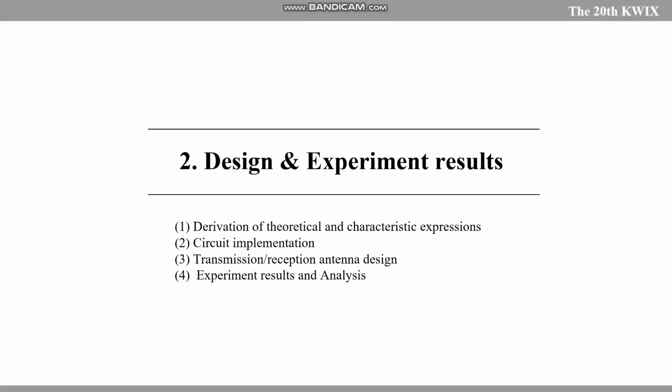Next, I will tell you about the design and the result of the experiment. First, I will show you the theory and the test experience. In order to measure the distance using the signals received from the S-band FMCW system, you basically need to know the resolution of the distance.